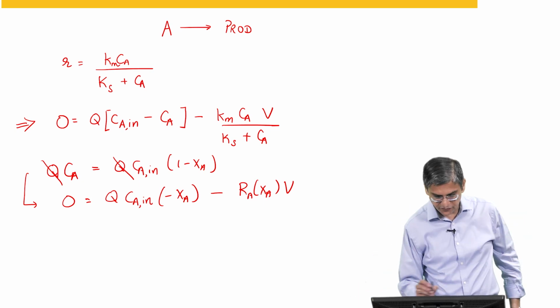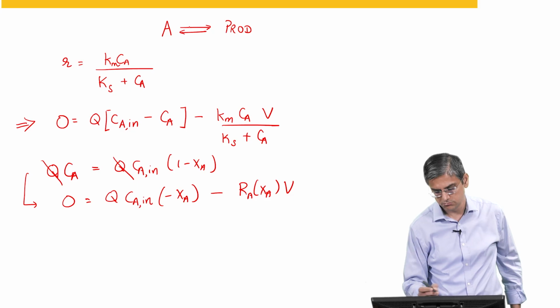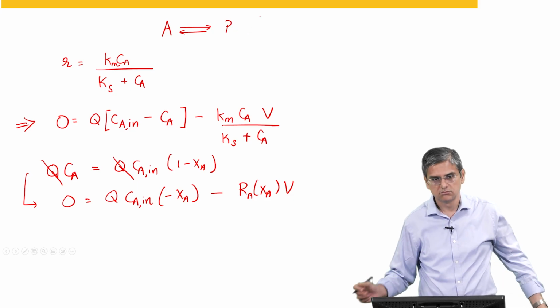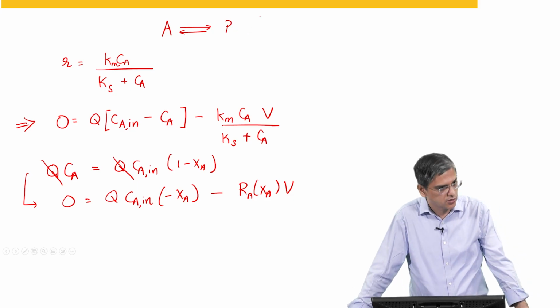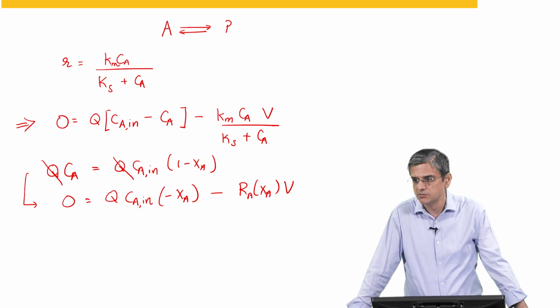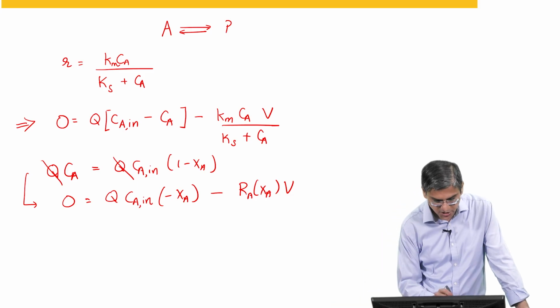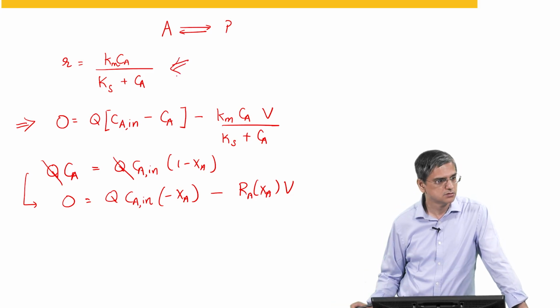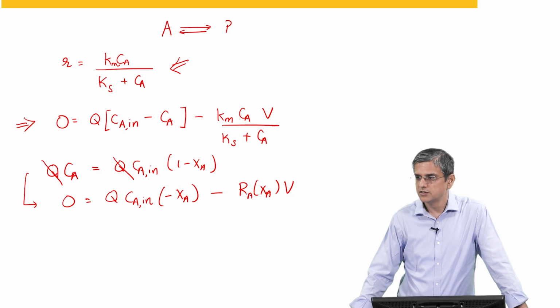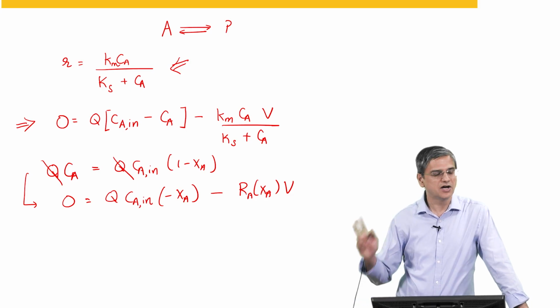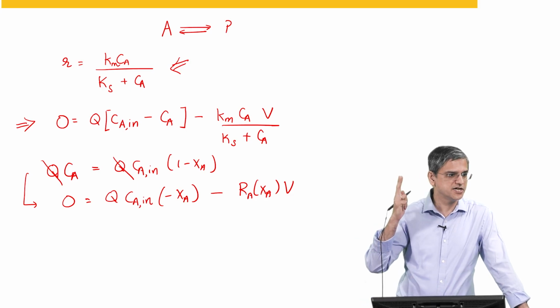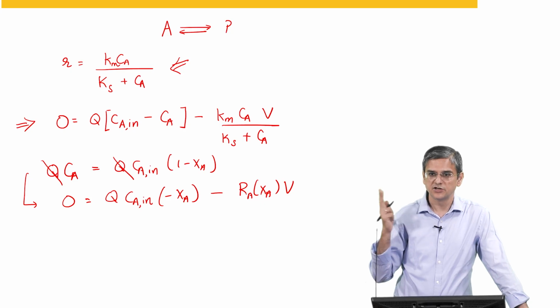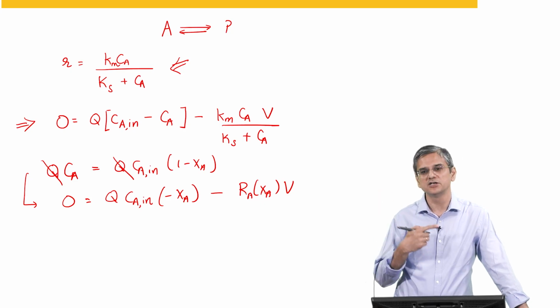If this were reversible, no problem, you will need also the concentration of P. If you are using concentration terms, you will have two equations and two unknowns, Ca and Cp. If you are using conversion terms, you will have one equation and one unknown.